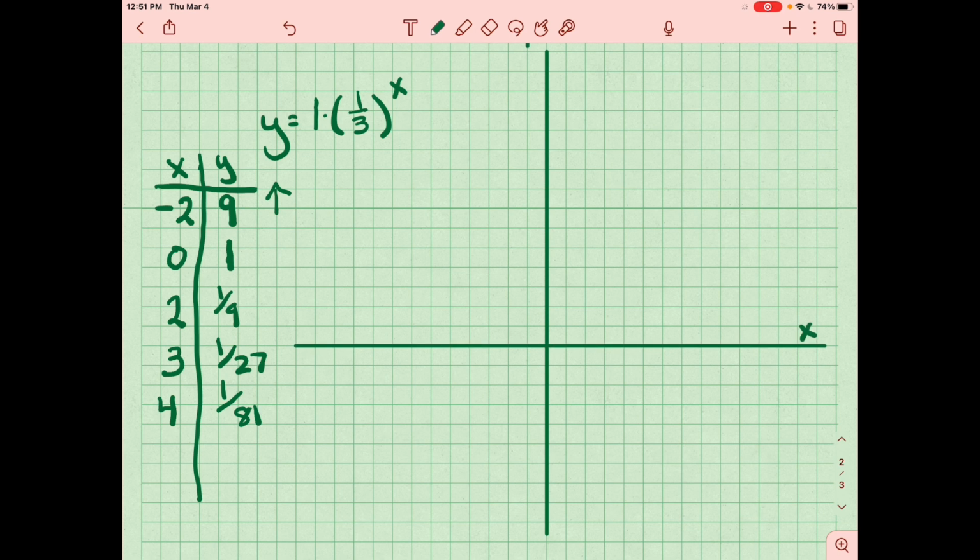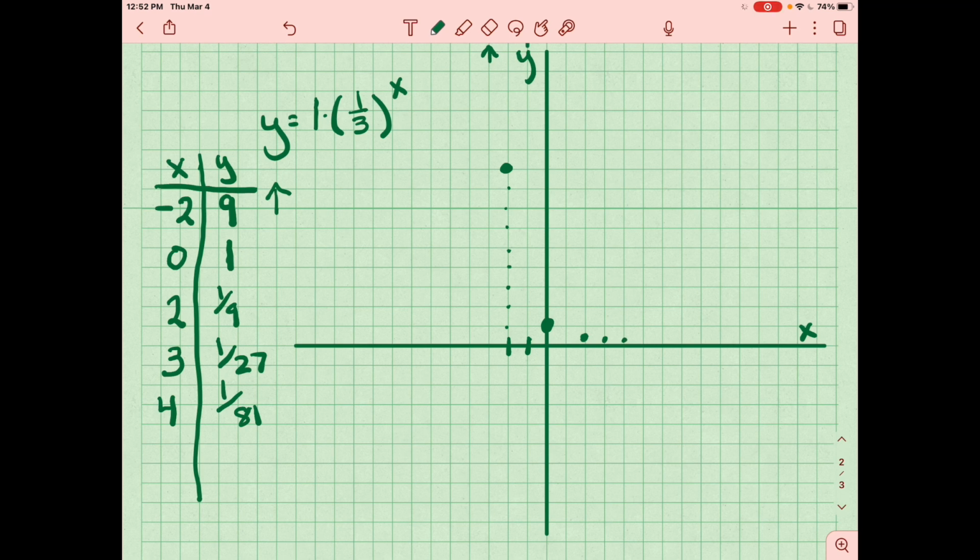Here's your x, here's your y, and back here we have -2 and +9. 1, 2, 3, 4, 5, 6, 7, 8, 9. If I went back to -3, I would be way up here on 27, and then -4 would put me way up there on 81. So this is coming from way up high. 0 and 1 is a point here, and then 2 and 1/9, and then it just gets really small fractions.